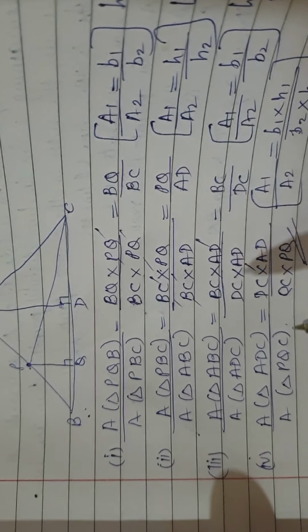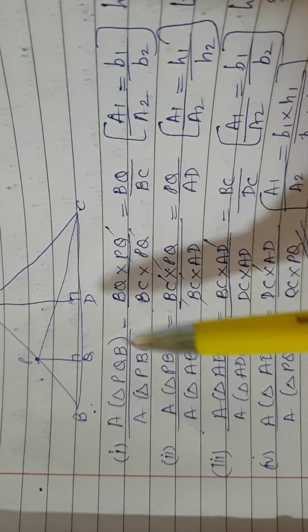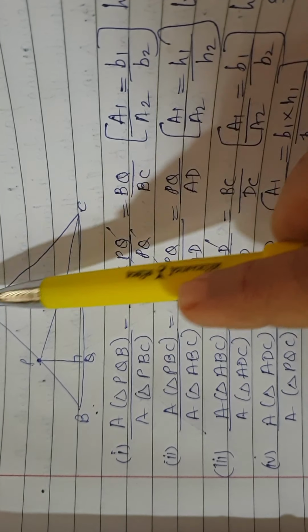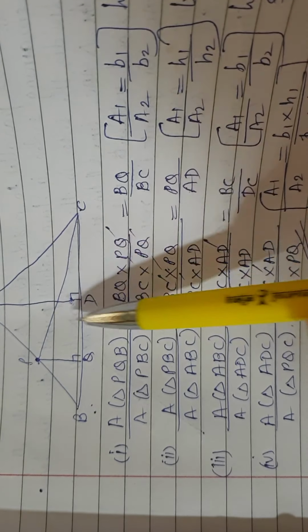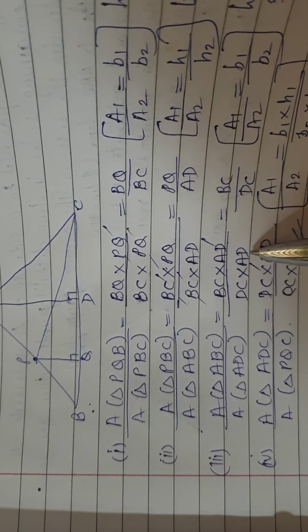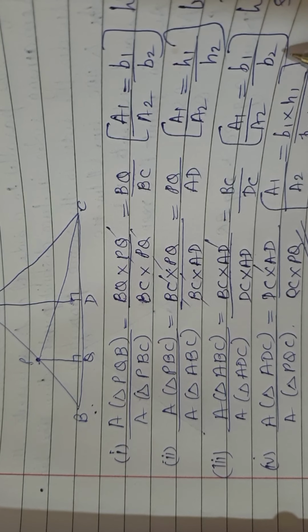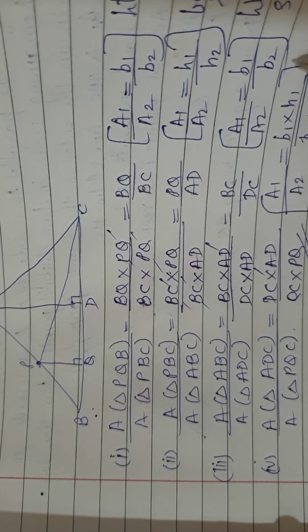I have a third question there which says triangle ABC. So immediately ABC pe jao. Base is BC and the height is AD. Then triangle ADC. The base is DC and the height is AD. So abhi kya same hai? Height is same. So it is going to be BC upon DC as the answer because their heights are same, areas are proportional to the bases.